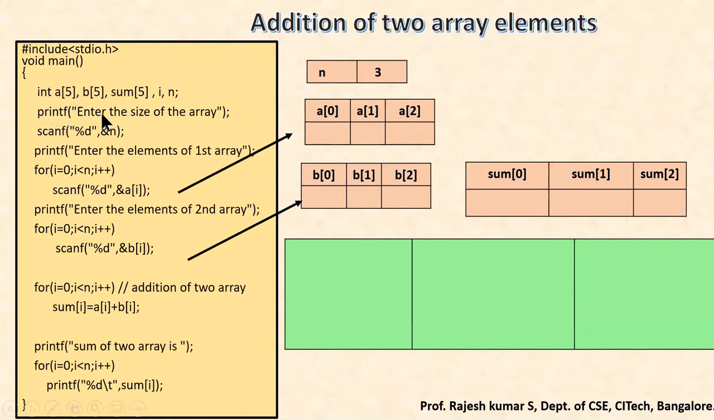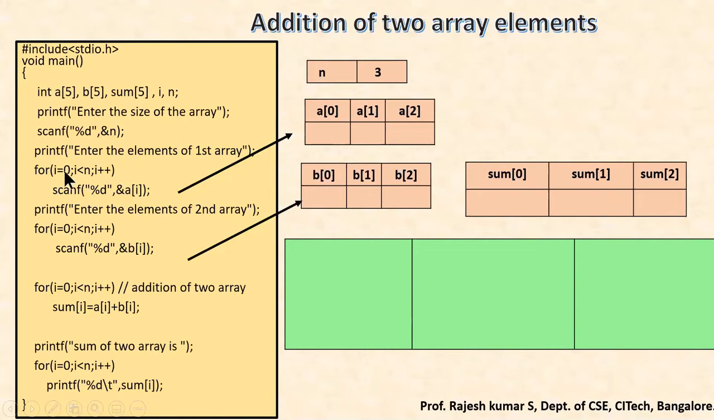For this, printf, enter the size of the array. Based upon the size of the array, for example, I've written n value as 3. Now what we have entered is 3. 3 is stored in the variable n. Enter the elements of first array. Now I'm trying to enter the elements of the first array. In order to enter the elements in the array, as discussed previously, I require one for loop and scanf. That is, sequentially, when I want to include the array elements.